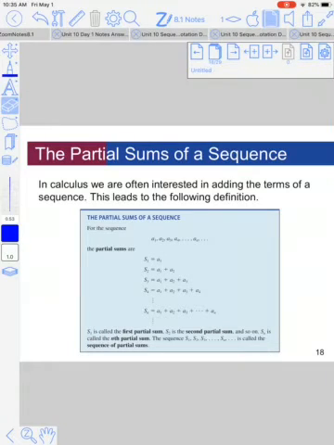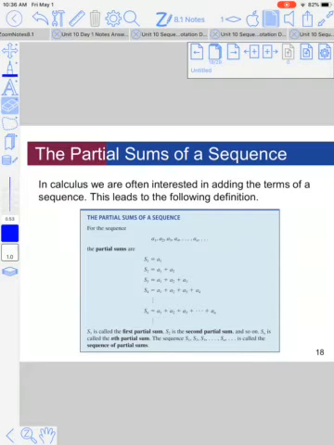Here we go. We're going to do partial sums of a sequence. Partial sums of a sequence are really not too difficult to understand. We're just going to add up part of the sequence. That's what a partial sum of the sequence means. Sum means to add, partial means part, and we're going to add up part of the sequence. They're going to tell us how many parts they want us to add.